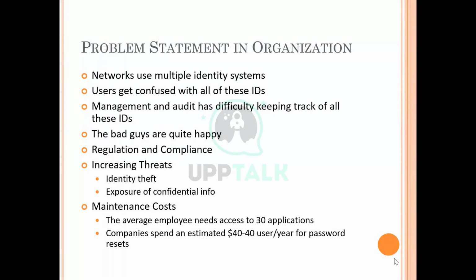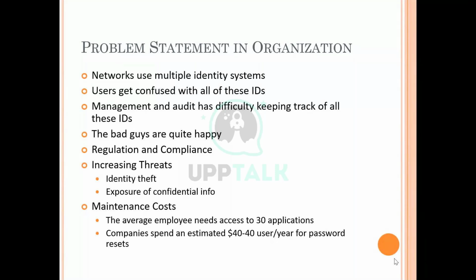Networks use multiple identity systems. That means in the previous approach, and even in some organizations in the current system, they have a different identity for each system. For example, you join a company like Accenture: for HR they will create your employee ID, for Outlook your unique identifier is your email ID, and for payroll you have a global personal number. So different IDs are used. This is a big challenge, to remember all these IDs and to sync all these IDs together. Users get confused with all of these IDs.